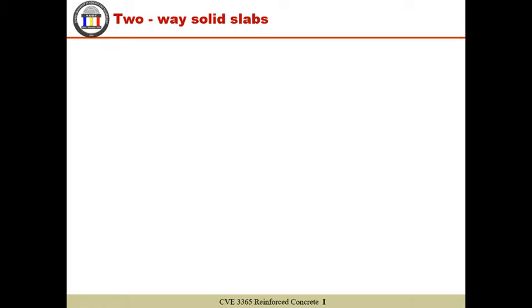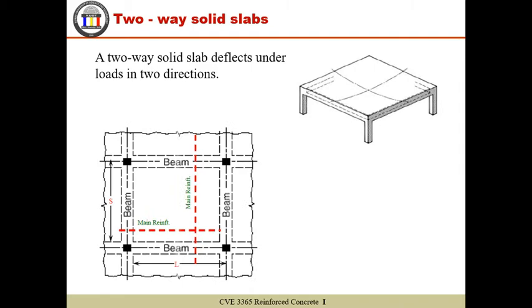So the deflection will be in two directions. That means the reinforcement in both directions, in the short direction and in the long direction, are called main reinforcement. Is it clear?